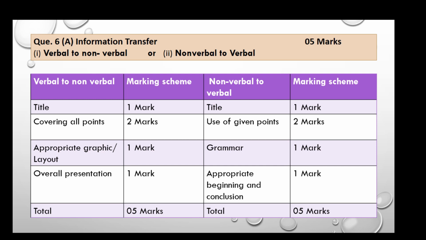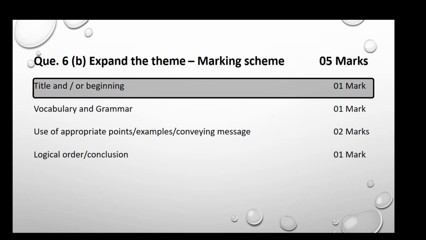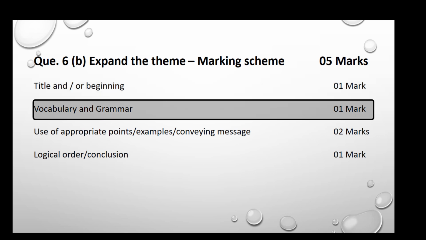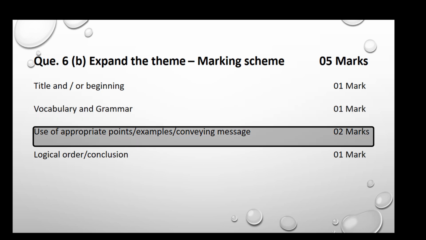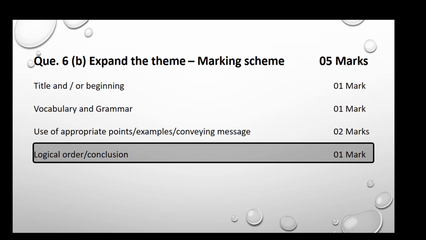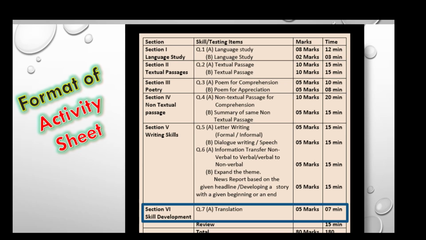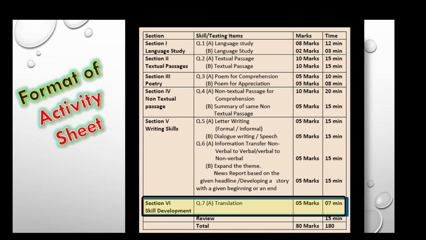Now let's go ahead. Question number 6b, expand the theme. Marking scheme is title and beginning for 1 mark, vocabulary and grammar for 1 mark, use of appropriate points, examples, conveying message for 2 marks, and logical order of conclusion for 1 mark. See, last section, section number 6, skill development for 5 marks.